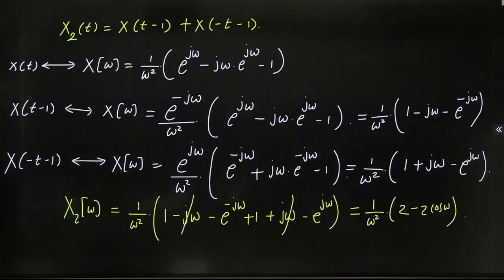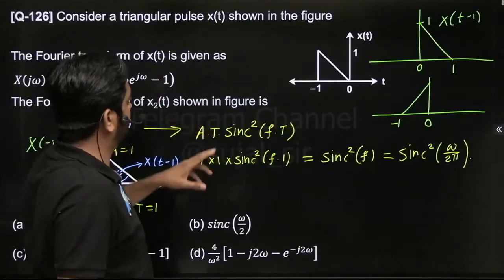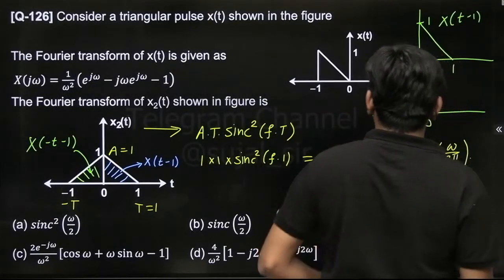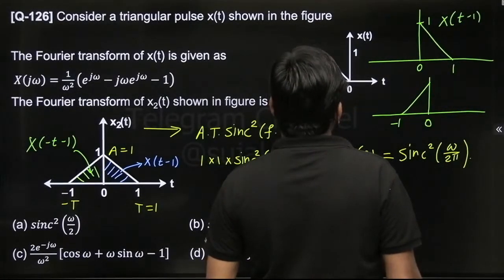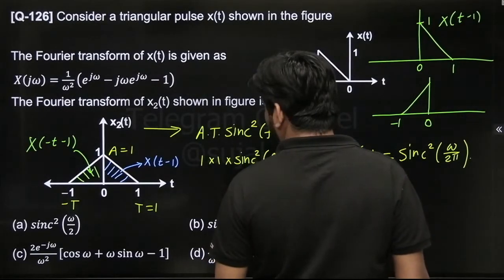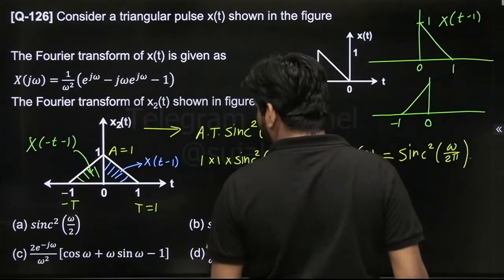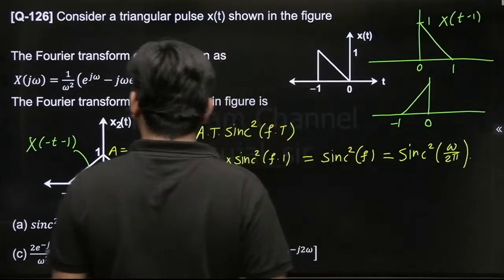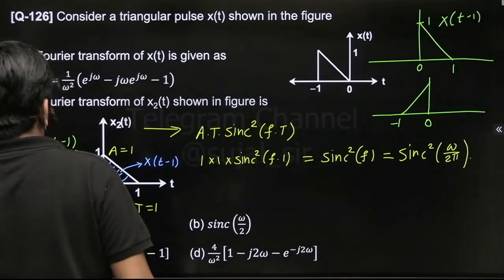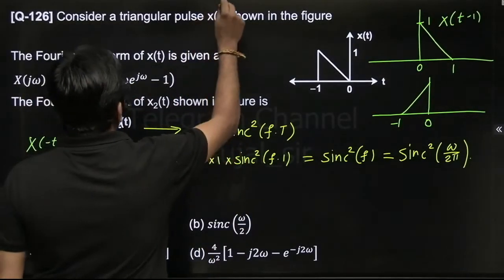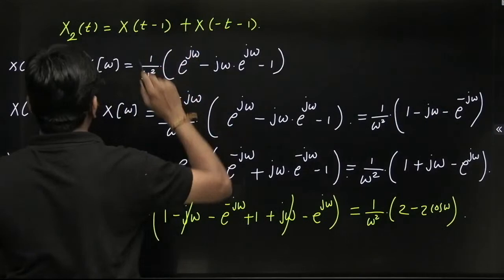Okay, let me check once. So this is x of t minus 1, right shifted. Then folding with respect to the y-axis, that is x of minus t minus 1, okay, minus t minus 1.